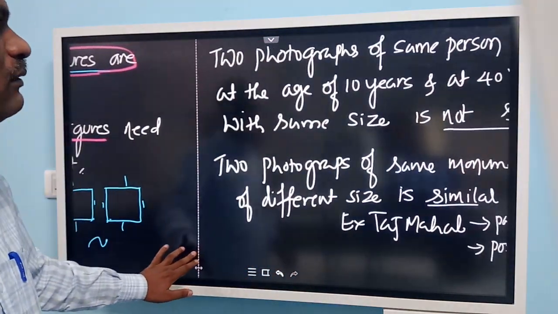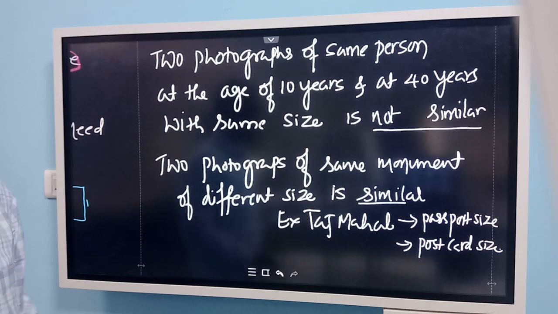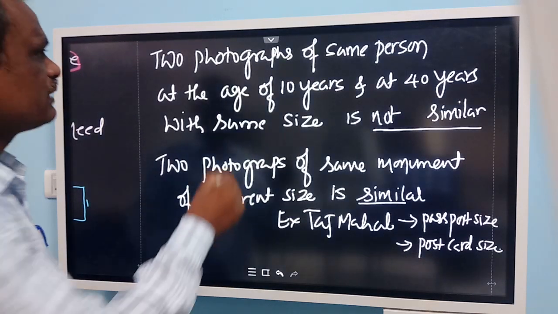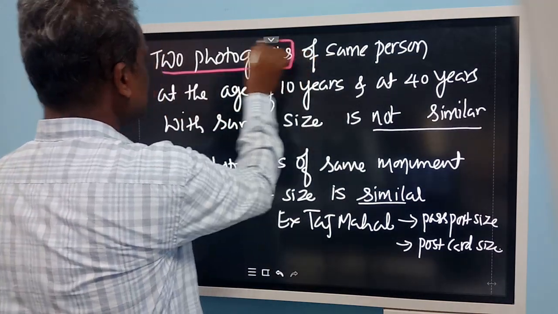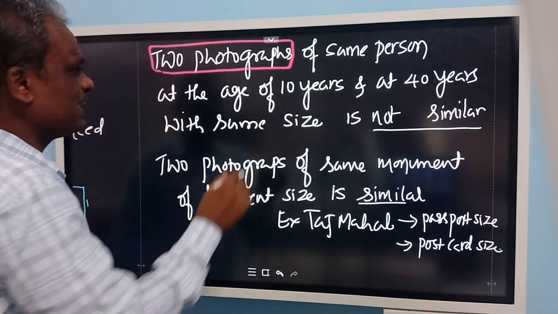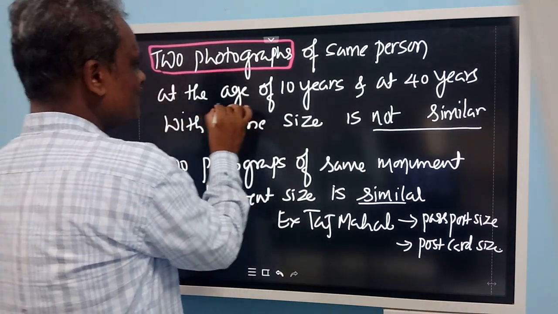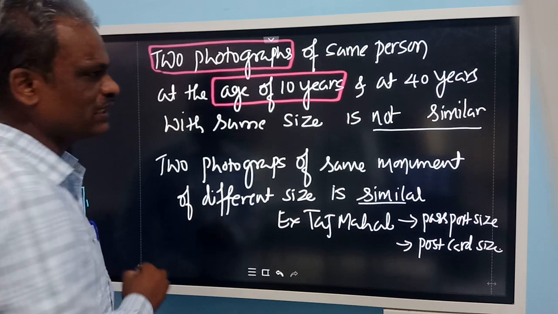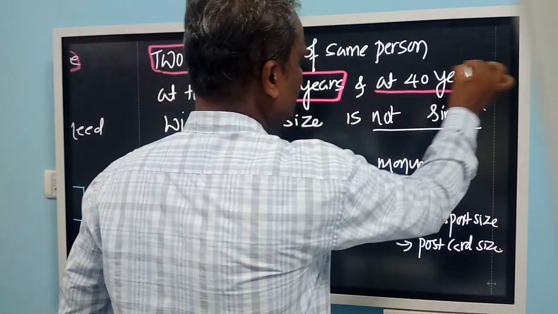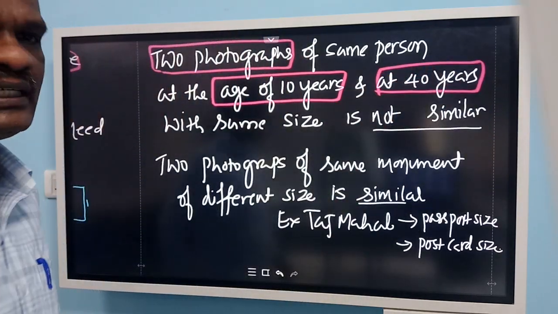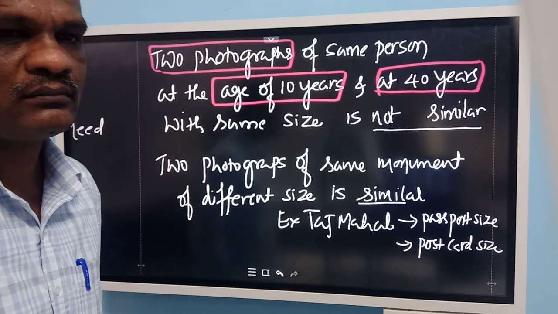Okay. Now let us see some examples related to similarity. You can take two photographs of the same person, one photo at the age of 10 years, another photo at the age of 40 years. Can you say that they are similar?